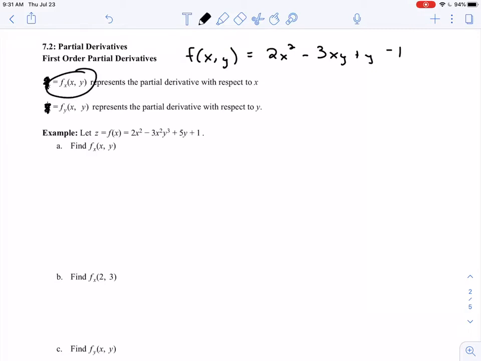Most of the time we'll see this notation right here, f sub x of x, y. And this represents the partial derivative with respect to x. The other way that I could write that, you may see this in the homework, rather than what we're used to seeing, dy over dx, that's kind of what we're more used to seeing.